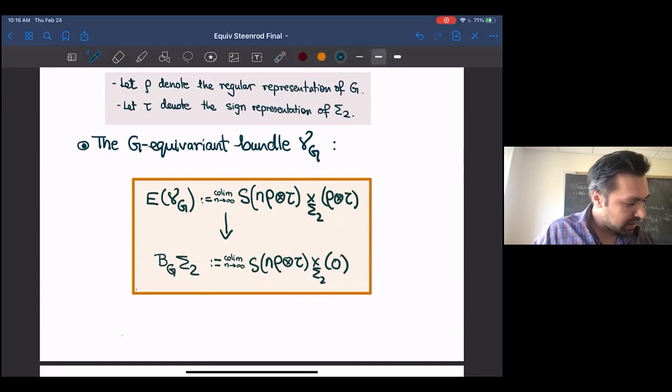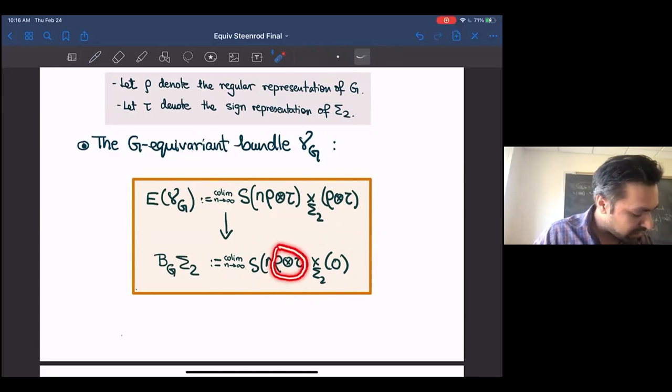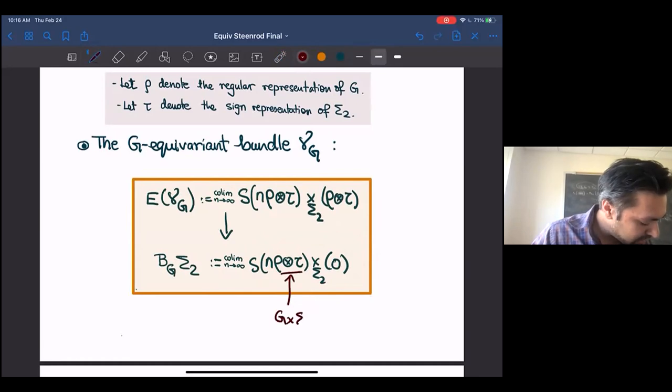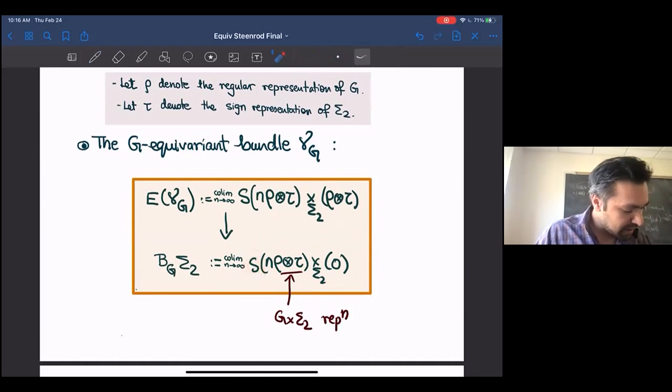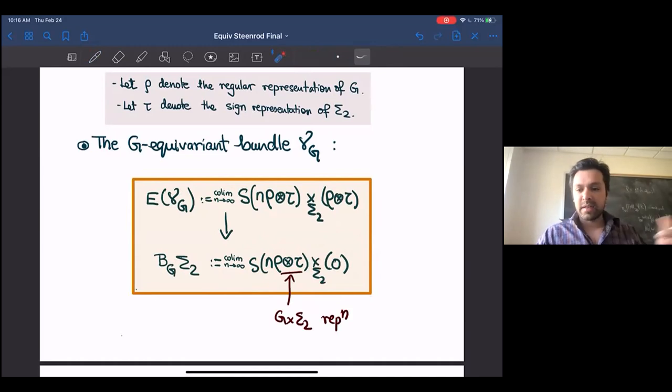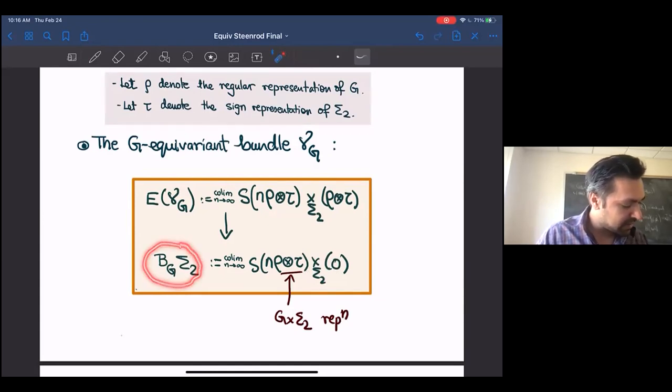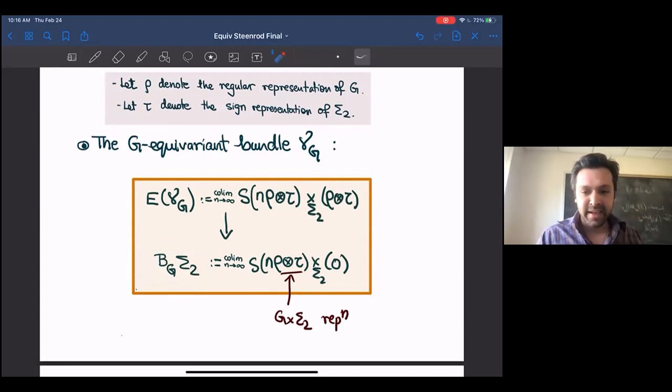So what this is, I'm going to consider the tensor product of rho with tau. That is, this thing is a G cross sigma 2 representation, and I'm going to take the n-fold direct sum of it, and I'm going to take the units in there, and then I'm going to attach the antipodal map by using the sigma 2 action. So the underlying space of this BG sigma 2 is RP infinity, but then its fixed points with respect to various subgroups of G are complicated, but can be described.